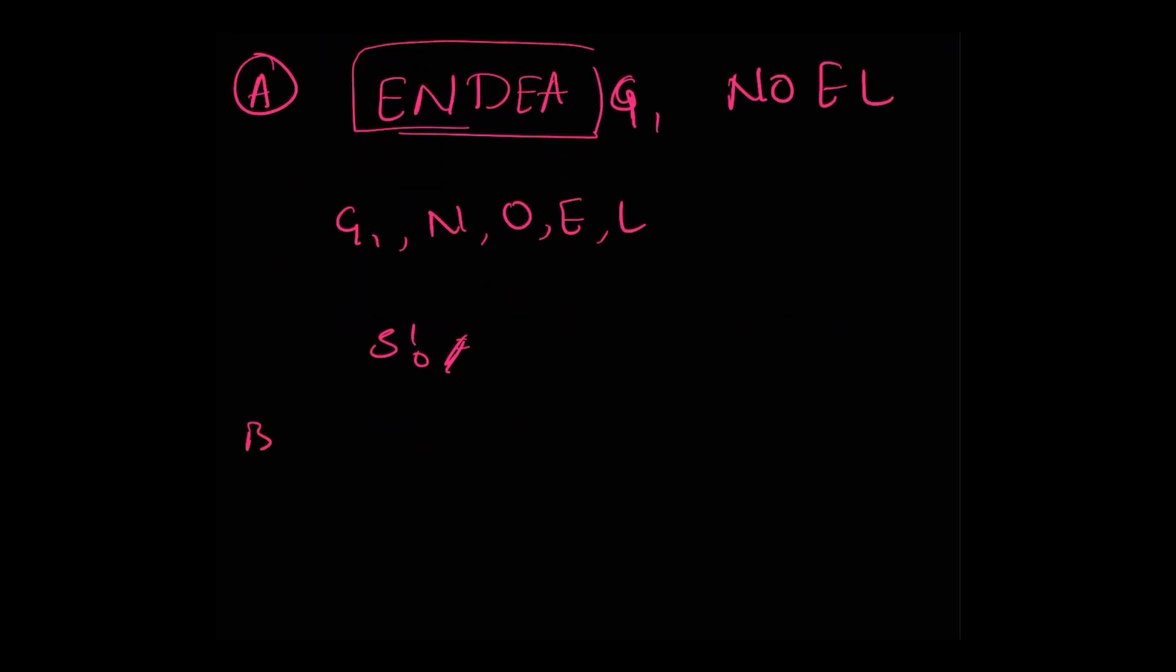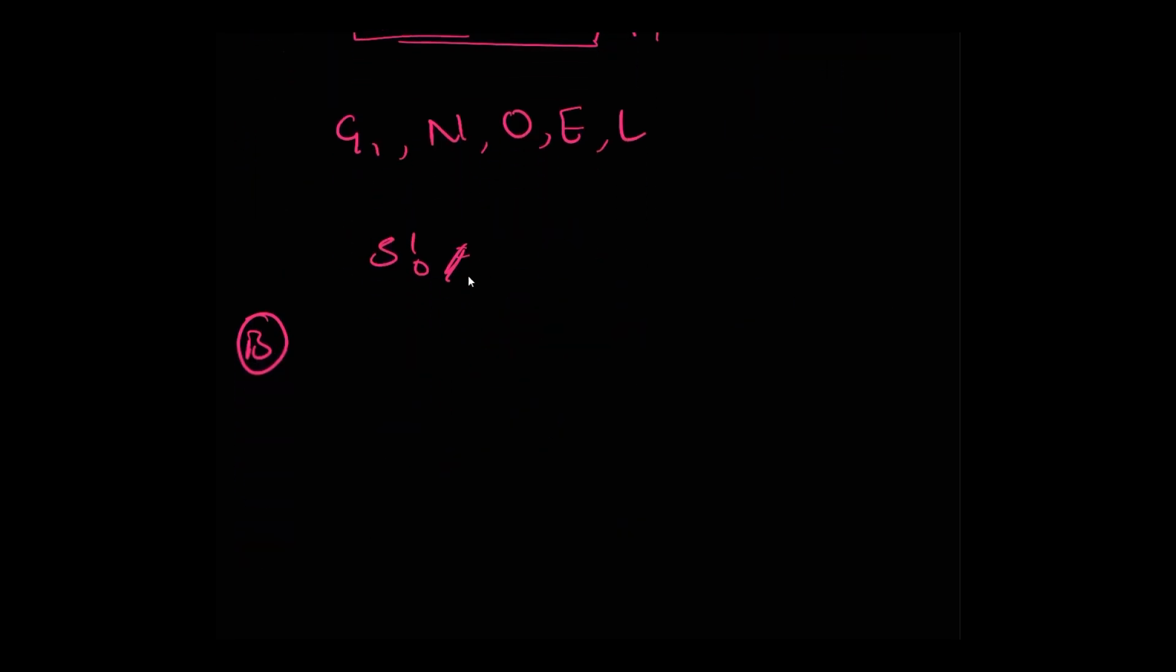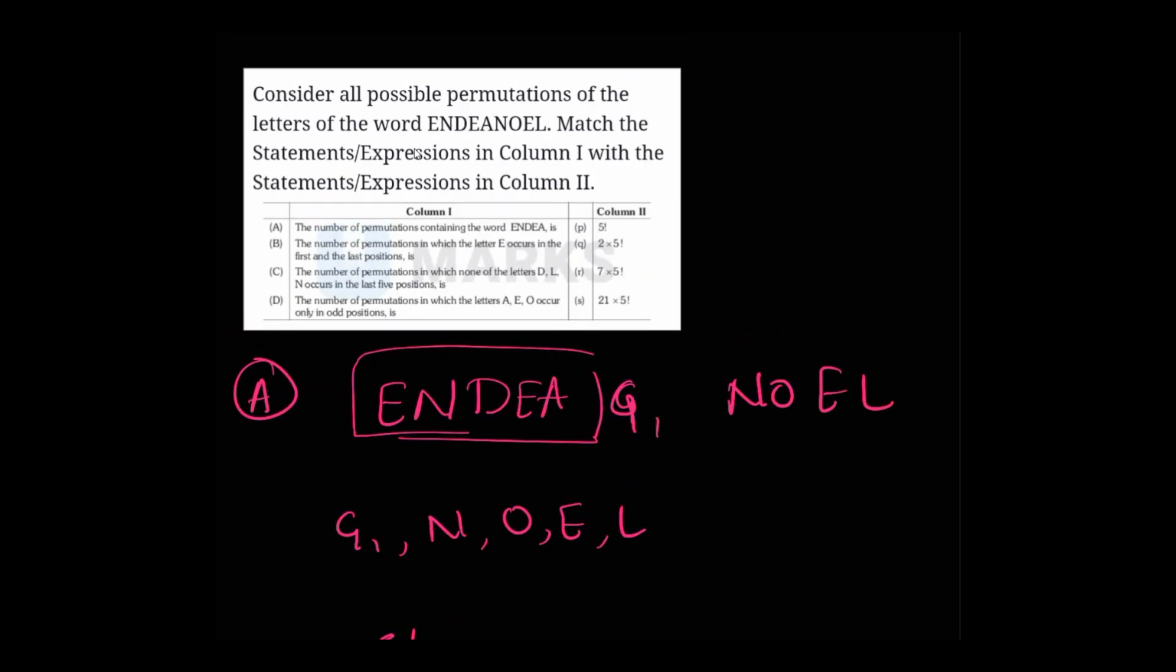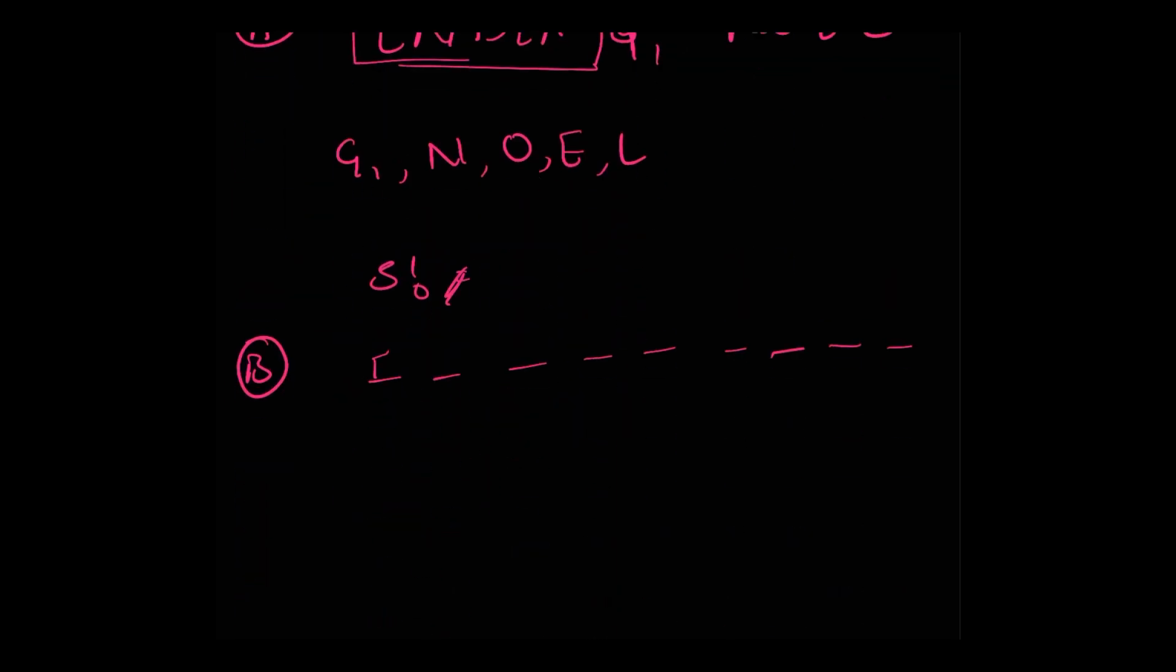Now the second one. The number of permutations in which letter E occurs in the first and last positions. E occurs in the first and last position. Then let us take 1, 2, 3, 4, 5, 6, 7, 8, 9 positions. We keep the last and first as E.